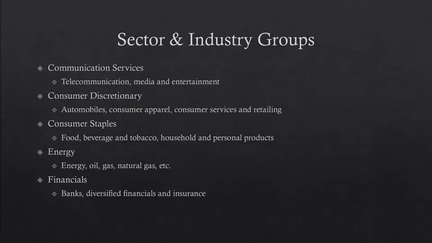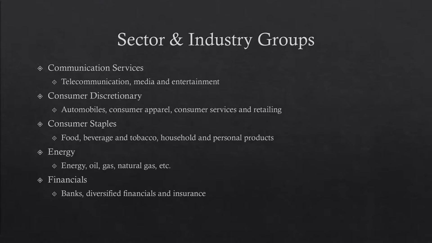So now that we know the market theories, the chapter goes into the sector and industry groups. It is really important to understand each of these, especially later on when we go into the different types of industries and different types of stocks. So first off, of course, we have communication services. This is basically telecommunication companies, media and entertainment companies. One that you can obviously think of in Canada is Bell Canada or even Rogers.